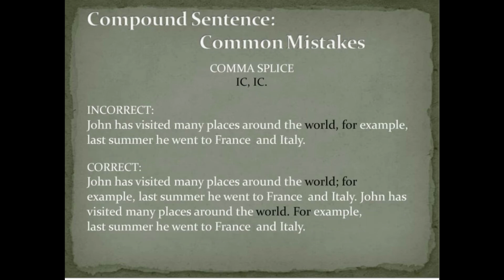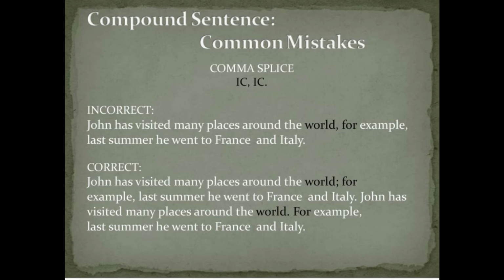Another common mistake is called comma splice, when two ICs are connected just with one comma. For example, John has visited many places around the world, comma, for example, comma, last summer he went to France and Italy. The sentence is incorrect because the transition, for example, requires a semicolon.